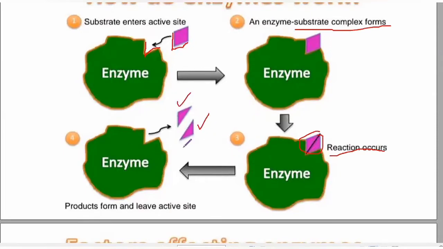The reaction will occur and the substrate is converted into product by the enzyme, and in the fourth step the products are released. These two pieces are showing the product, and the enzyme is also released as it is, which can be reused in the next step. This is the reason that enzymes are required in very small amounts. Understood?